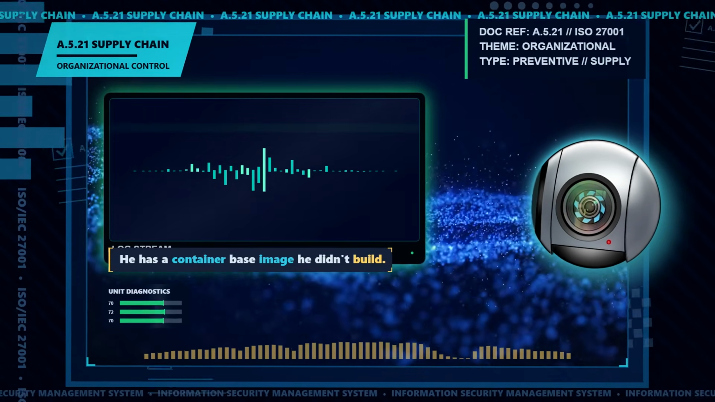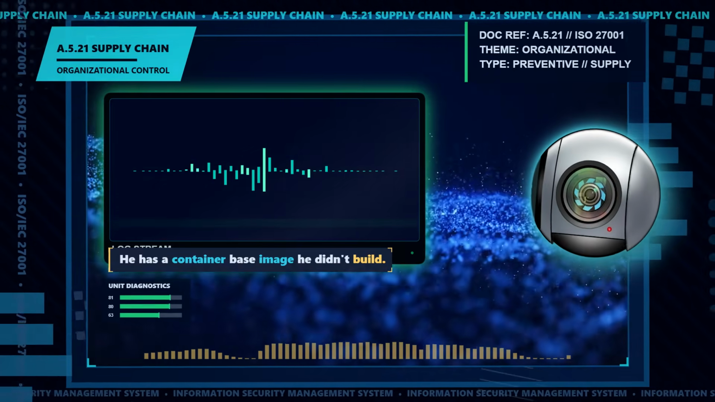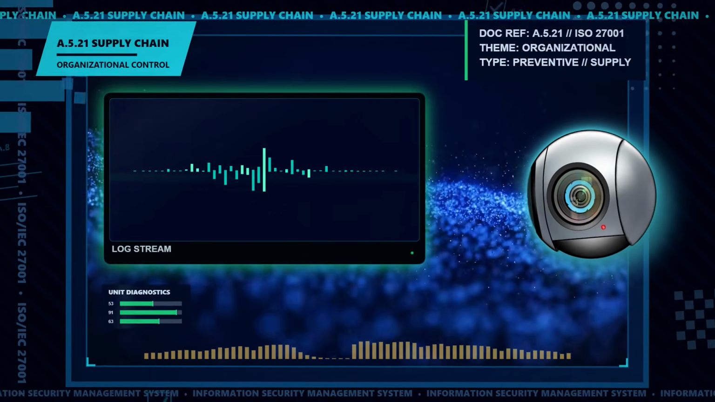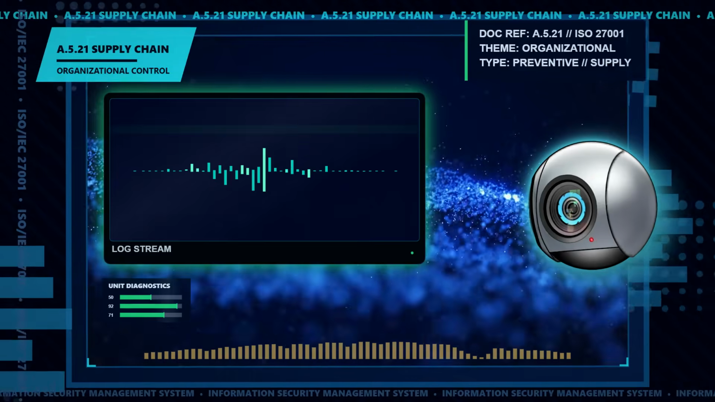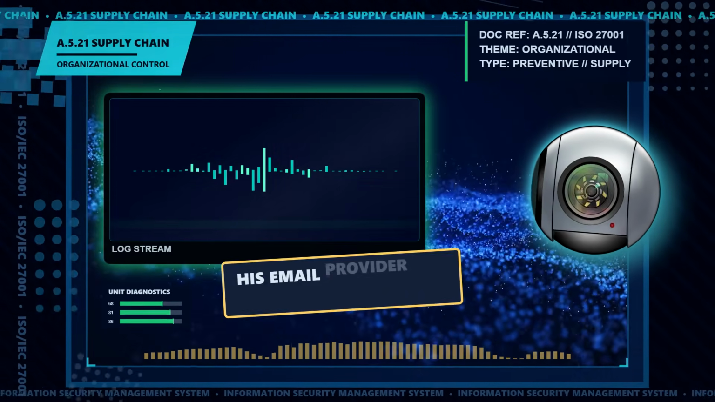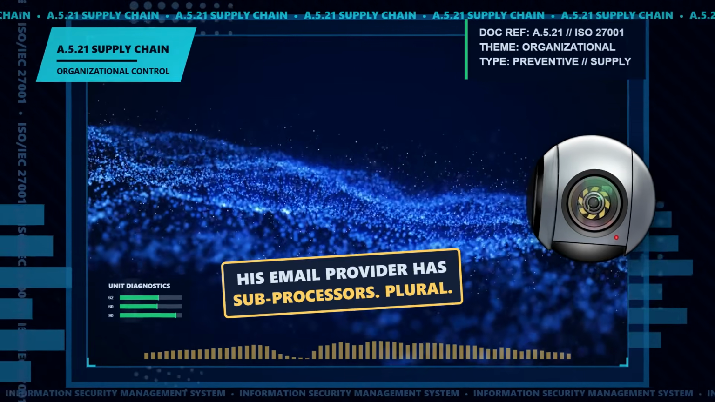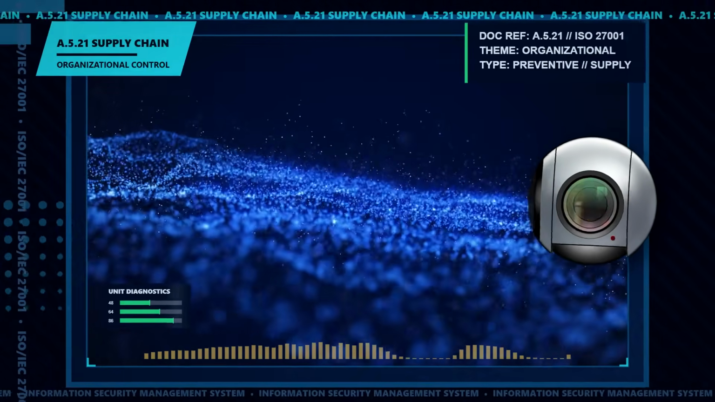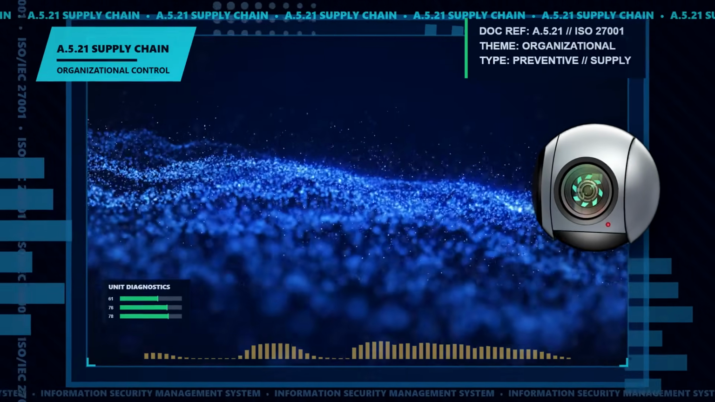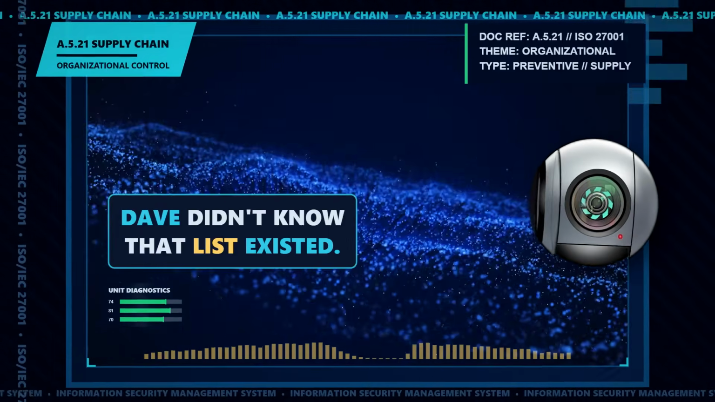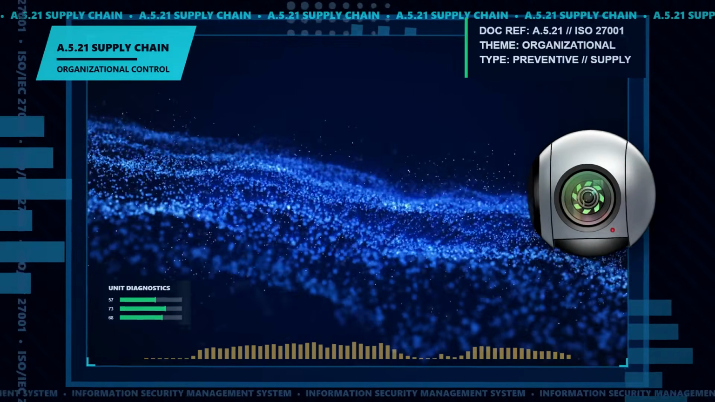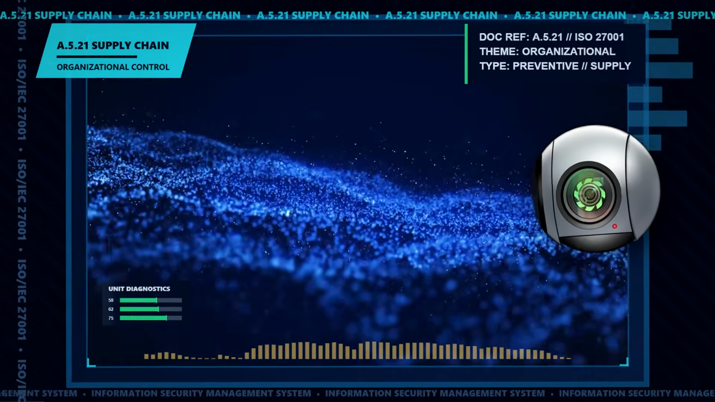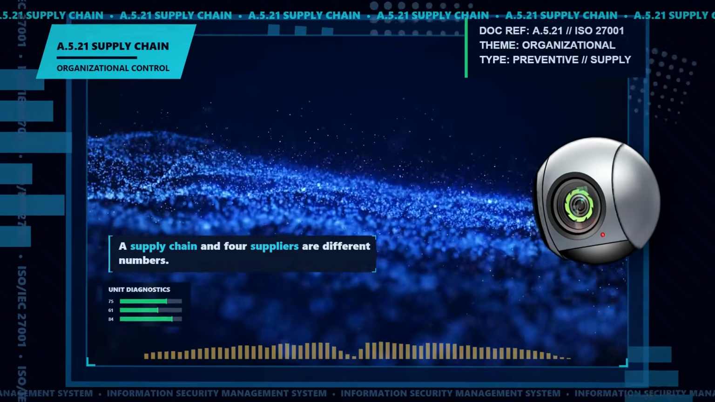He has a container base image he did not build. He has a build pipeline that pulls fresh things from the internet every time somebody merges a change. And his email provider has sub-processors. Plural. Dave has never gone through that list. Dave did not know that list existed. So Dave has 4 suppliers and a supply chain. Those are extremely different numbers, right?